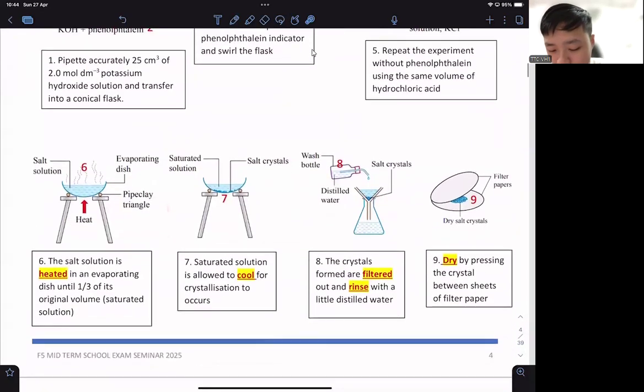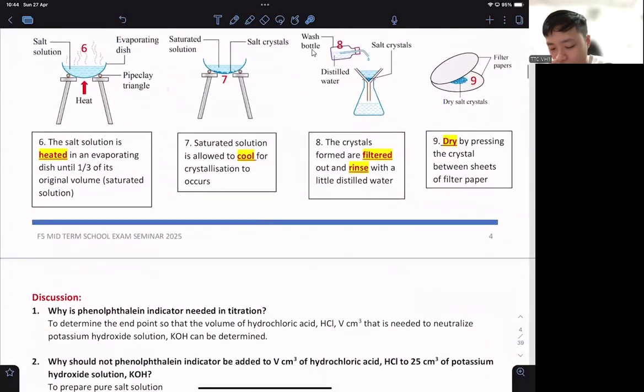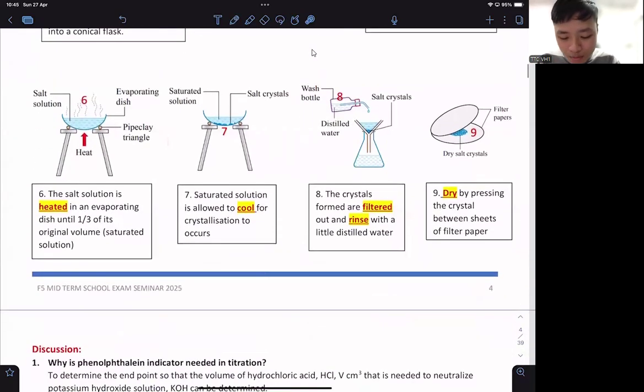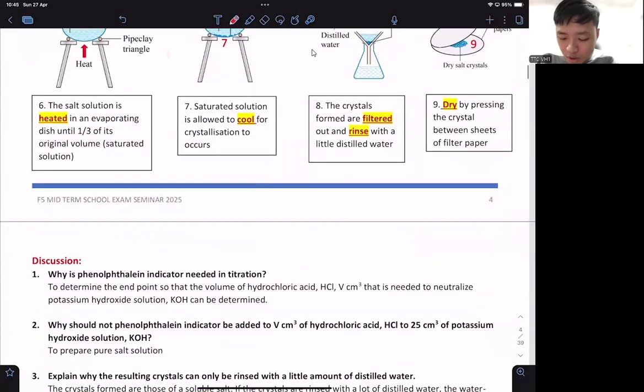Okay, then what do we do next? These steps, remember? Because NaCl, KCl, they are soluble salts. Soluble salt means you cannot see the solid salt. So that's why you have to force them out in this experiment. You have to heat and cool so that you can see the salt crystal. Remember this fifth step.